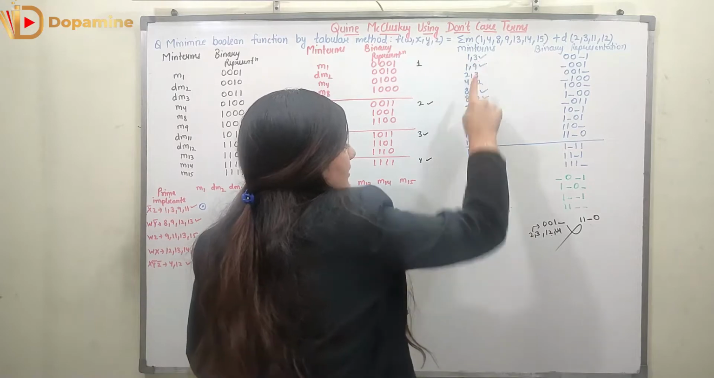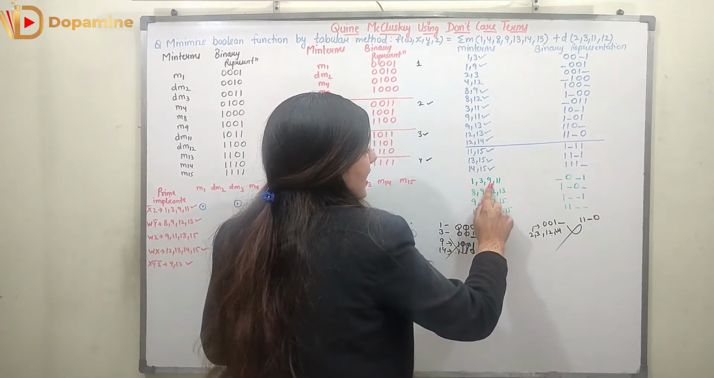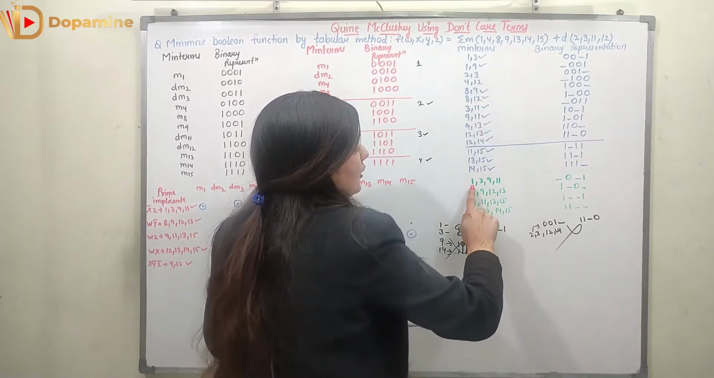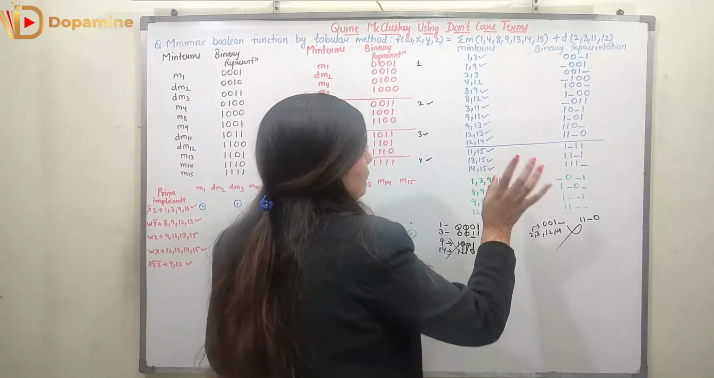So if I see 1, 3, it is present. Right, so I am going to put a tick mark. 1, 9, 1 and 9 are present, tick mark. 2, 3, 2 and 3 are not present, no tick mark. 4 and 12 are also not present, no tick mark.